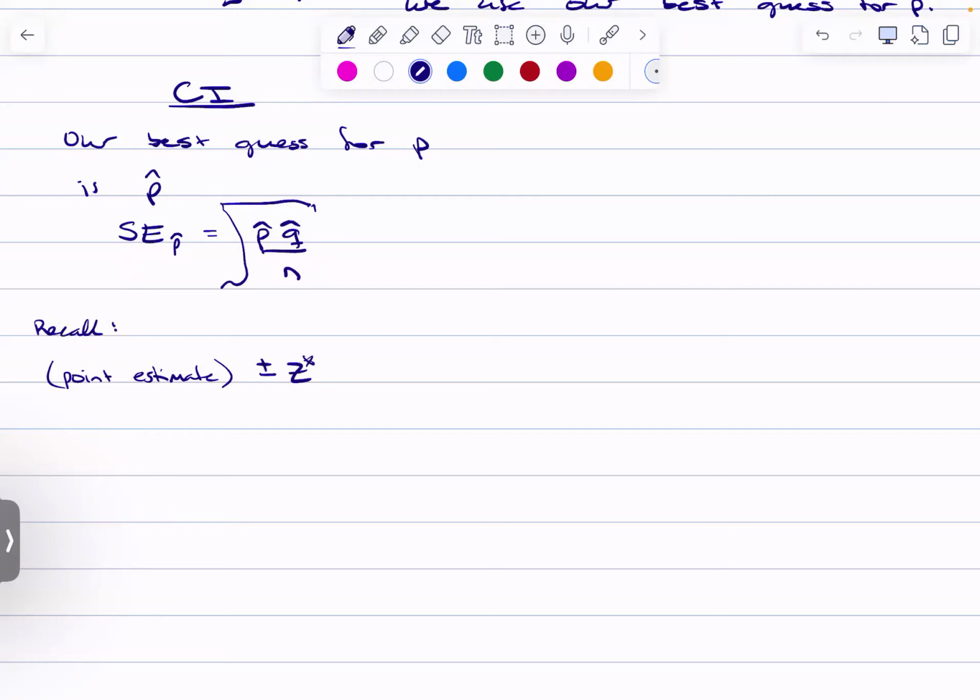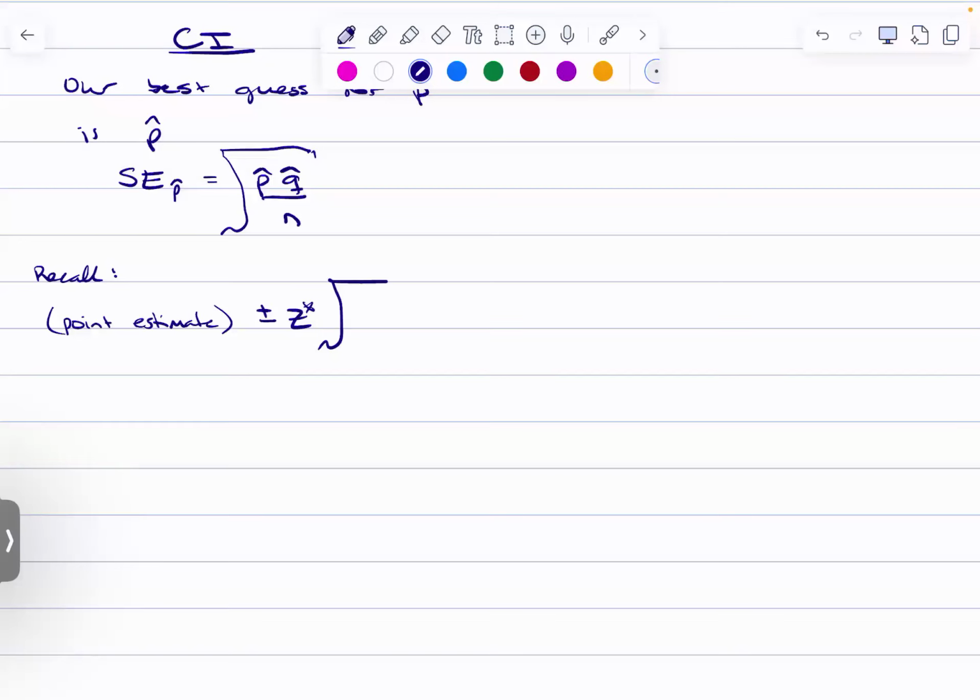I'll even say recall, even though we have seen it. But if you don't remember, it's okay. Times the standard error of the point estimate.